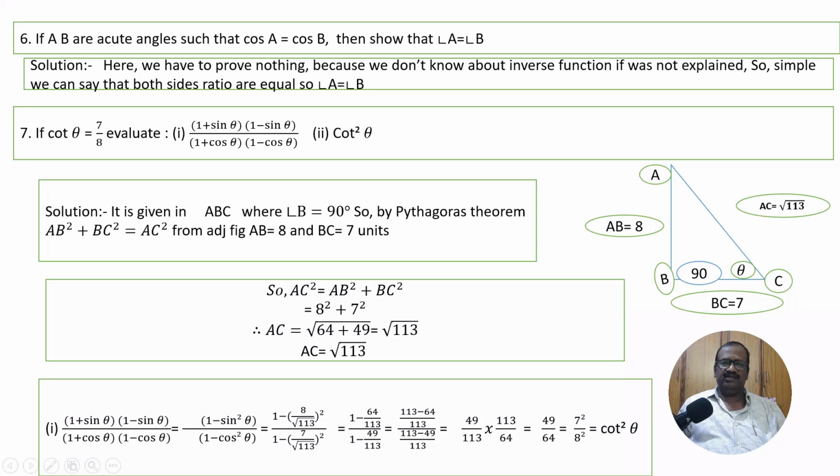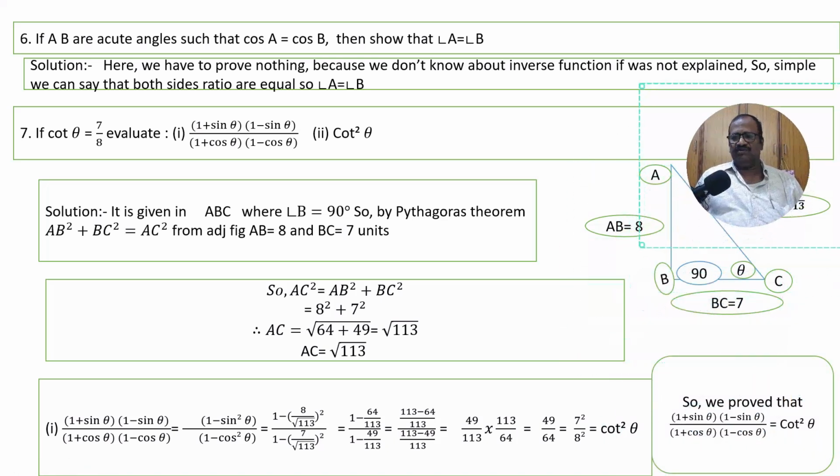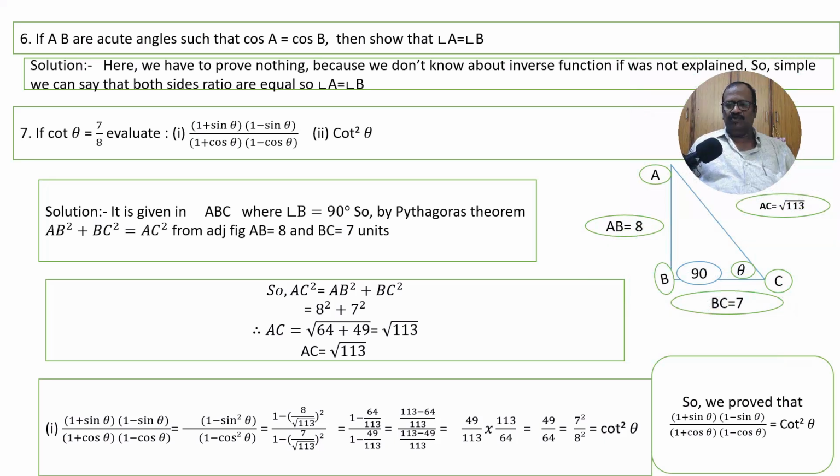Here the entire problem, this is the only problem for the students. If they know how to solve this one, they can solve the problems very easily. So we prove that left hand side is equal to right hand side, that is (1 plus sin theta)(1 minus sin theta) by (1 plus cos theta)(1 minus cos theta) is equal to cot square theta.